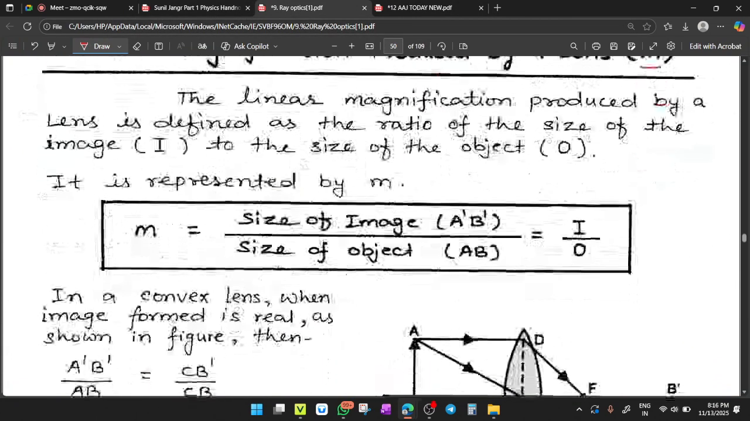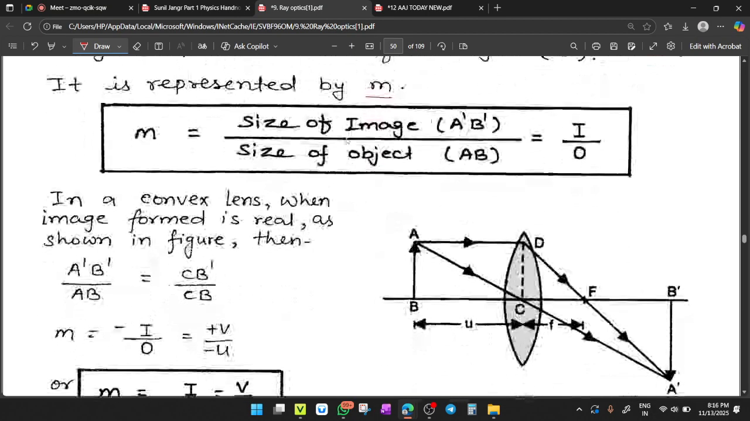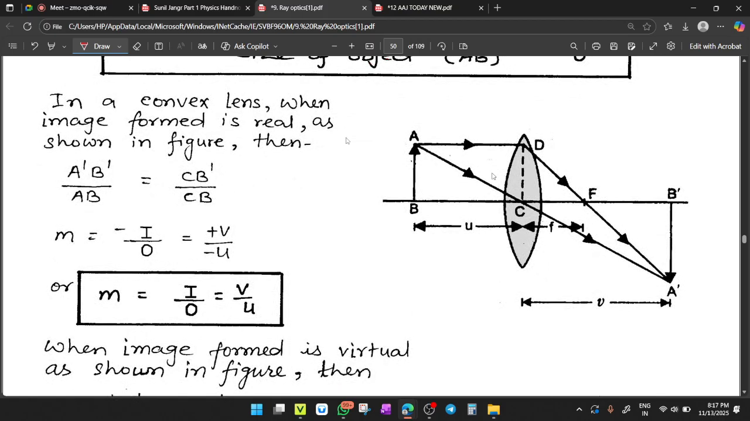So the linear magnification produced by a lens is defined as the ratio of the size of the image to the size of the object. It is represented by the letter small m. M equal to size of the image, that is a dash b dash, upon size of object, that is AB. It is given by I upon O. Now make a ray diagram here, like an object of length AB is placed in front of the lens. So after the refraction, you will have an image as A dash B dash.